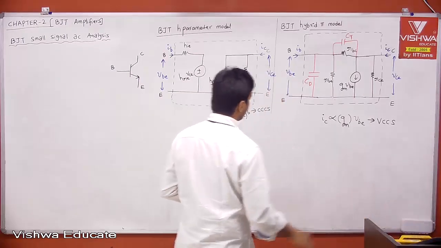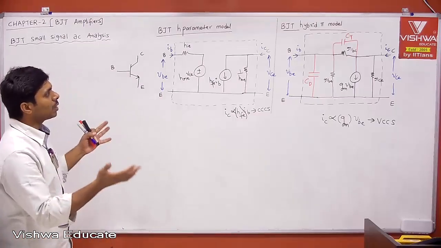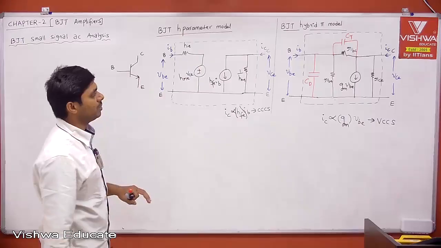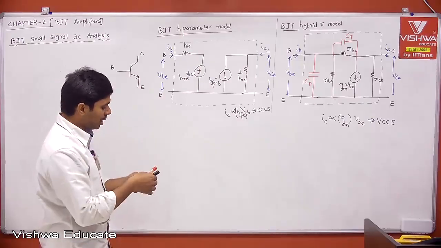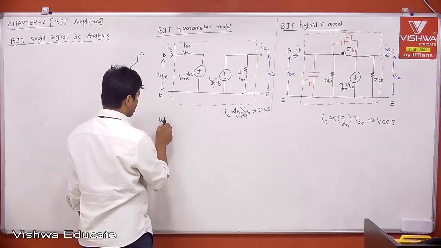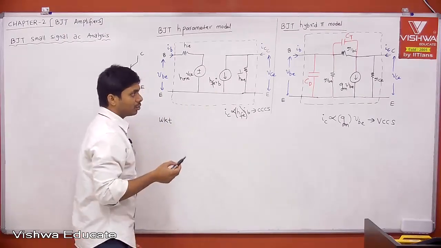Now, to get the relation between GM and the H parameters, we need to equate with respect to external variables like VBE, IB, VCE, IC. Don't write, just tell me what your IC is. We know that the H parameter model equations come from the equivalent circuit.